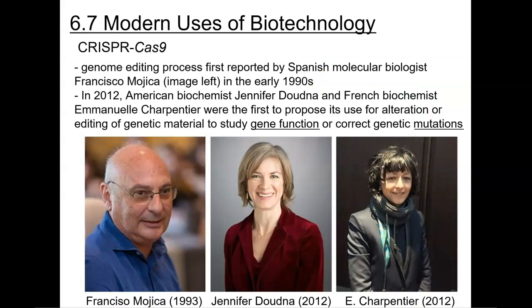Some of the most modern uses of biotechnology is going to be CRISPR-Cas9. And so here we have what's known as a genome editing process that was first produced by a Spanish molecular biologist, Francisco Mojica. That's going to be your image that you see on the left, and that was in the early 1990s. In 2012, we have an American biochemist, Jennifer Doudna, and a French biochemist, Emmanuelle Charpentier, and they're going to be the first to propose its use for alteration or editing of genetic material to study gene function or to correct genetic mutations.